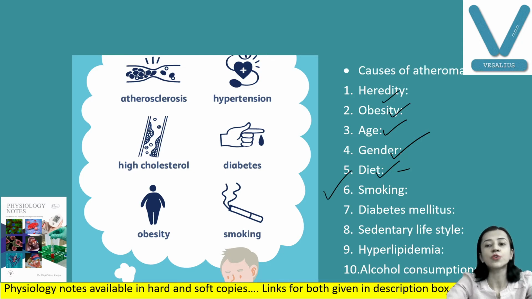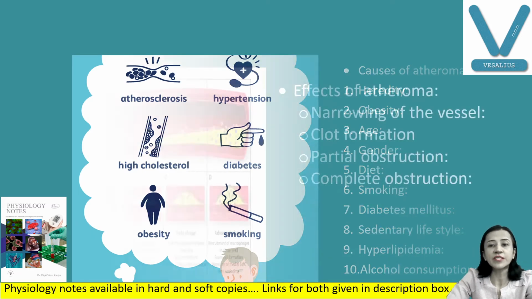Diabetes mellitus also increases the risk of atheroma formation. Sedentary lifestyle, as fat consumption is increased and fat utilization is reduced, so that increases atheroma formation. Hyperlipidemia, increased lipid content of the blood, also increases it, and alcohol consumption also affects fat metabolism. So these are the common causes for atheroma formation.